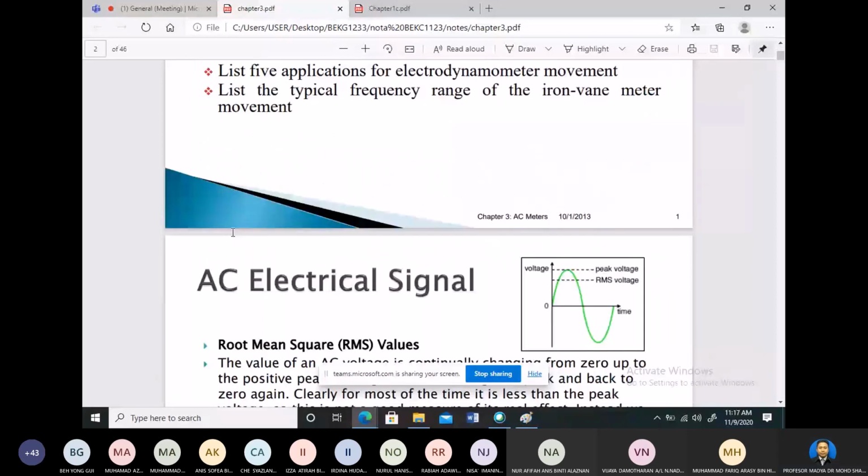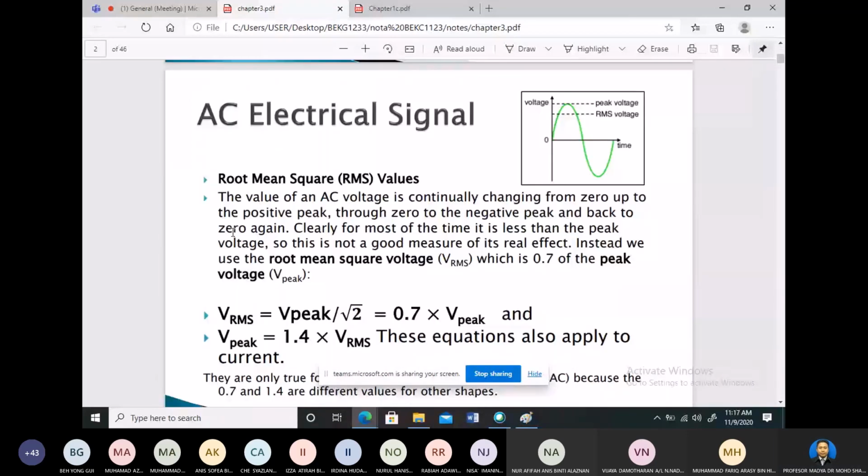Alright, so this is an electric AC signal. I think this is basic. You can see this one. This is a sine wave, we call it the sine wave response, or electrical signal. First you have to know the root mean square, RMS, value. The value of AC voltage continually changes from 0 up to the positive peak. You can see this on the figure here.